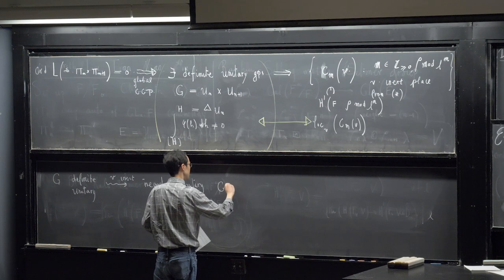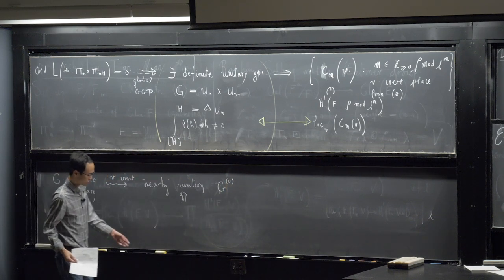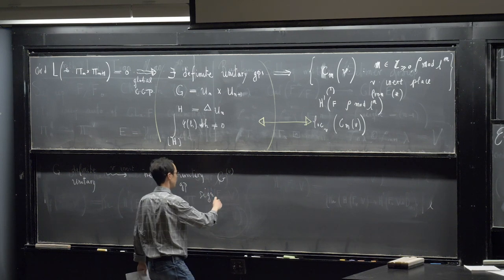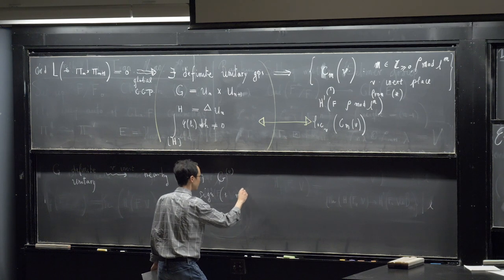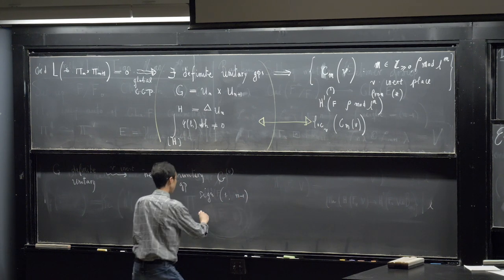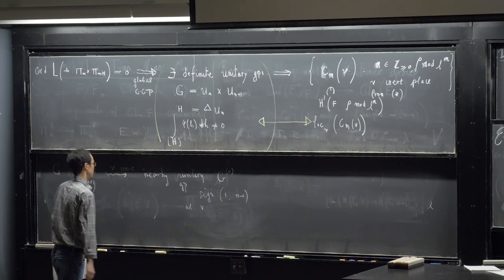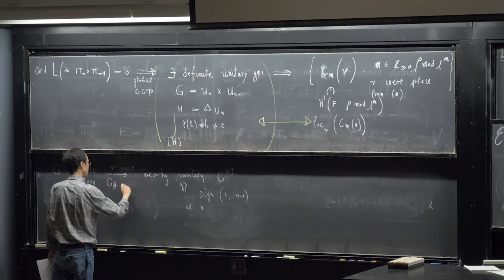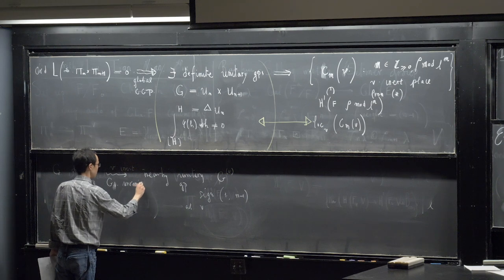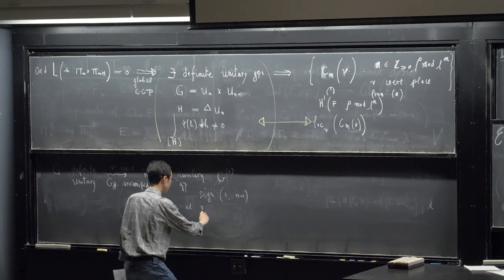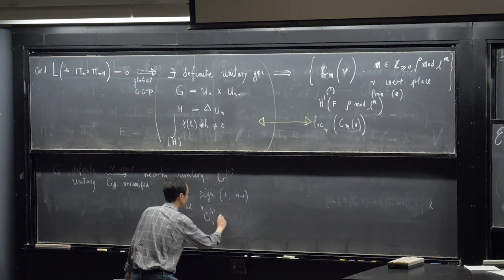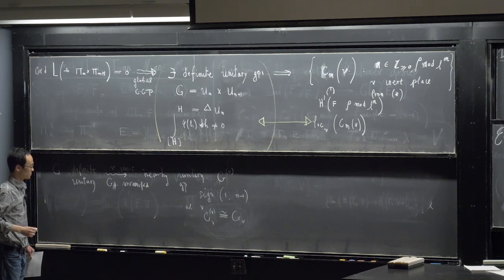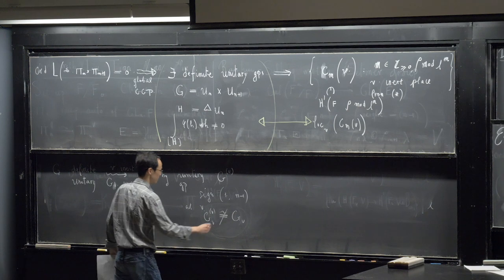Call this group G_v. It has signature changed: at one Archimedean place you change the signature into (1, n−1), and at v, which is inert, the group G_v is not unramified. You choose it such that the new group G_v at v is not isomorphic to G at v.